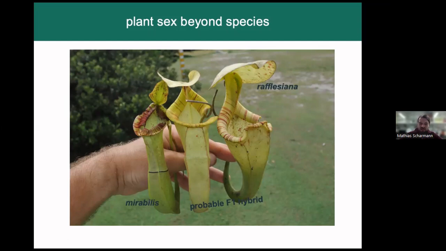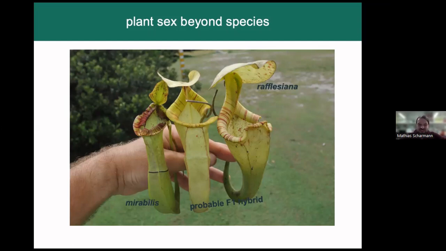So how is that possible? Why can Nepenthes do that? And what's the meaning of that? We would think that if this F1 hybrid crosses back with its parents, and that progeny crosses back again and again, that over time, mirabilis and rafflesiana might just blend into one hybrid swarm. But that is not the case.